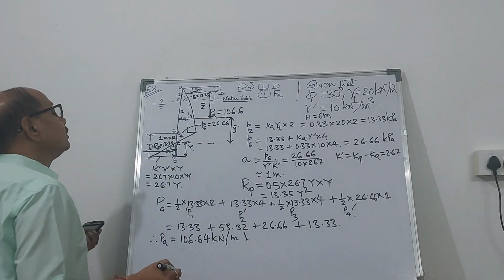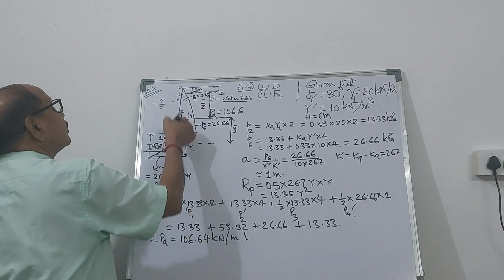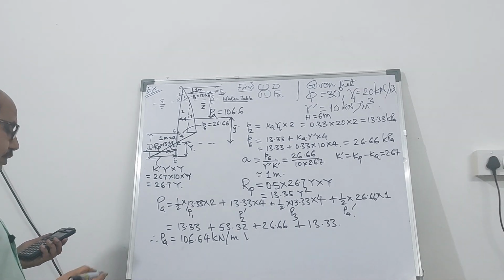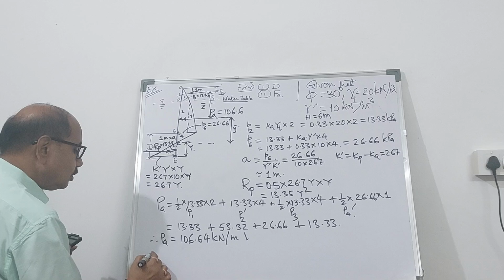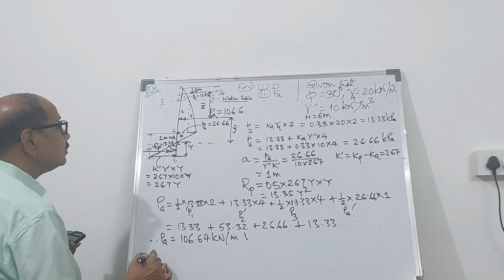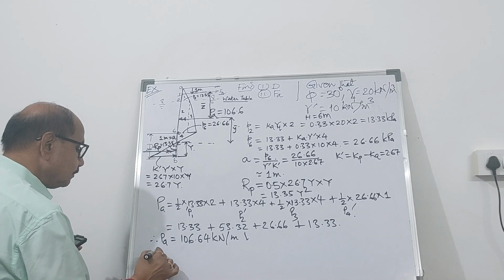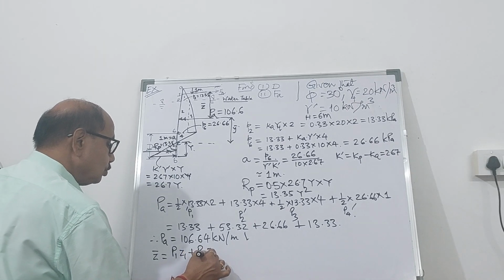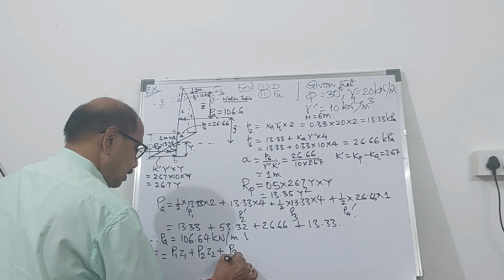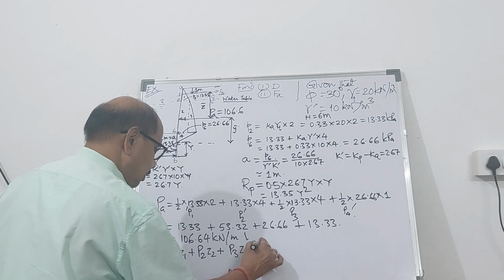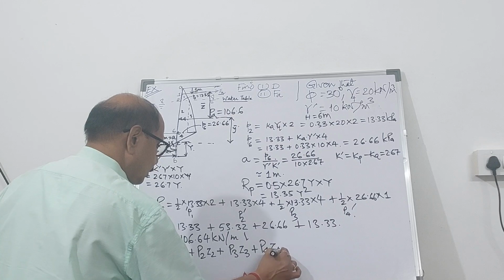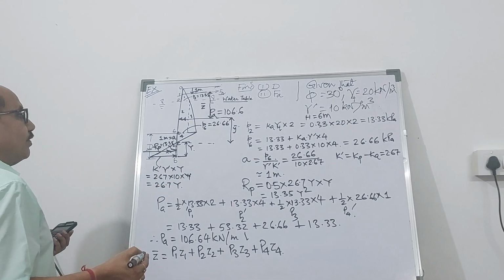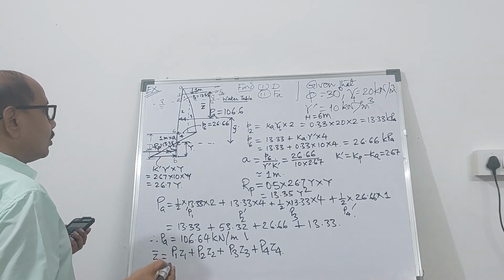And then with respect to this, we could find out Z bar. Or directly you can find out the value of Z bar. How will you find out this Z bar? So Z bar will be P1 Z1 plus P2 Z2 plus P3 Z3 plus P4 Z4. All distances to be taken with reference to the anchor rod.